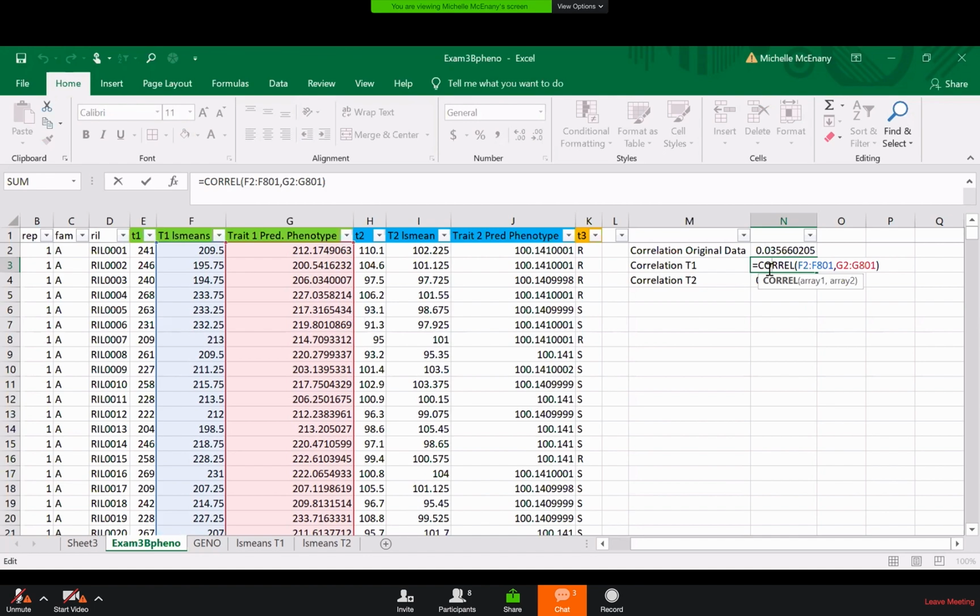Hang on. I love your predicted pheno. That makes me laugh every time I see it.